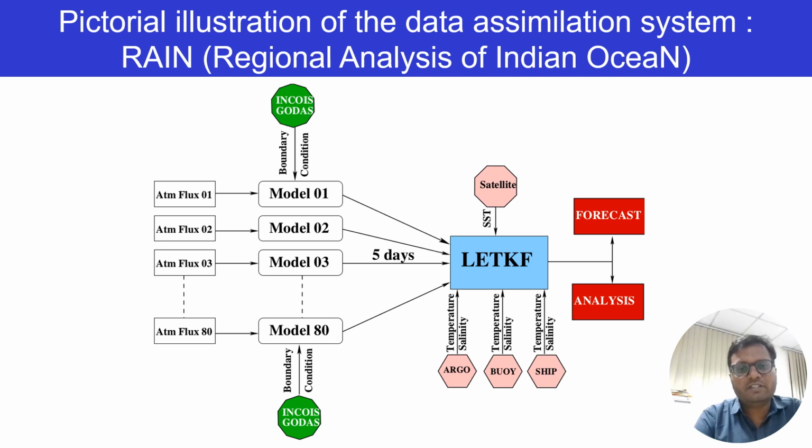The specialty of this system is that the first 40 members use the KPP mixing scheme and the remaining 40 members use the Mellor-Yamada mixing scheme. This is very helpful in maintaining the ensemble spread, which is always a challenging task in any assimilation system. The final product of this is an improved initial condition which serves as analysis and also initial condition for forecast models.